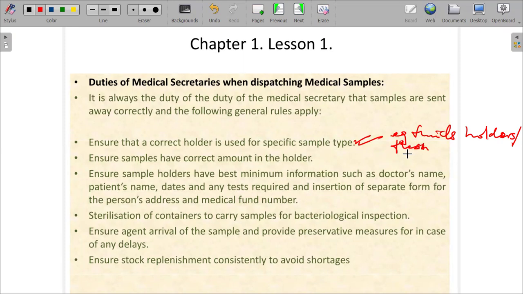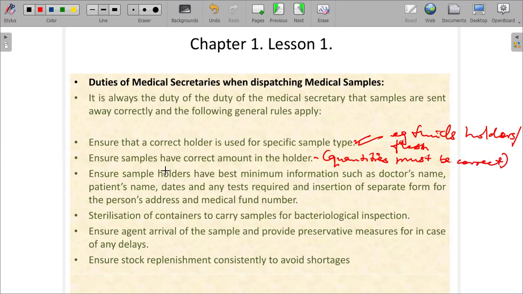And then ensure samples have correct amounts in holders. That is, the quantities must be correct. The medical secretary must ensure that there are correct quantities, or correct sample amounts, within the holders that are to be dispatched for medical examination.